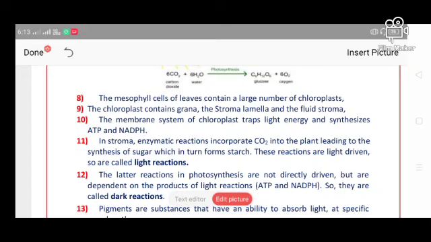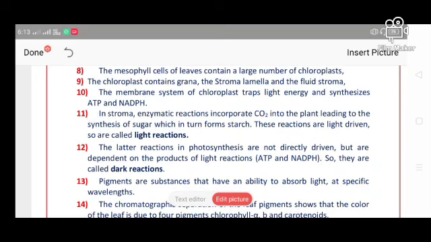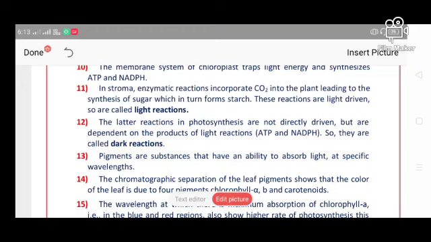Okay, so what happens in the light reaction? It is in the presence of light. When there is light, the enzymatic reactions are activated, and carbon dioxide is incorporated into the plant, leading to the synthesis of sugar, that means in the form of glucose. Okay, so this is called a light reaction, and the later reactions of photosynthesis are not directly light driven, but are dependent on the products of the light reaction, that means ATP and NADPH. So they are called the indirect reactions.